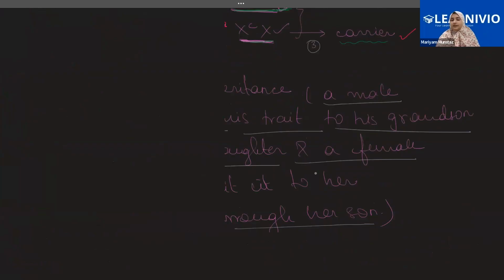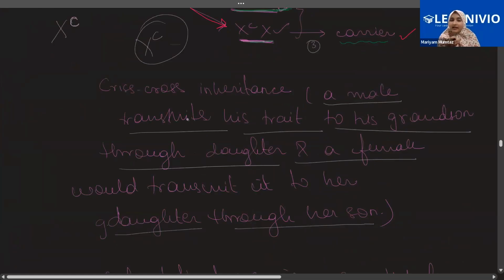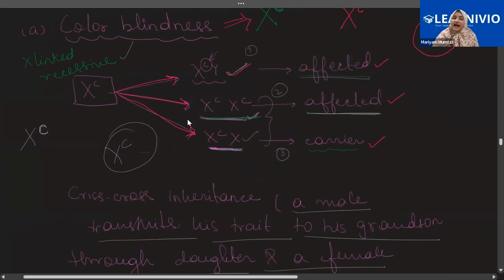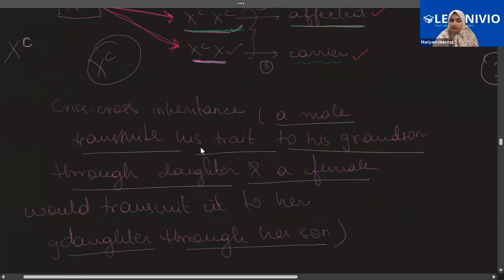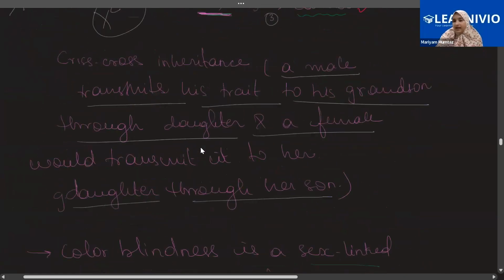All right. Now moving forward, when we talk about this disease, we see that because of the X chromosome, the gene gets inherited by the person, right? Now if you think about it, the male also gets this disease. X-linked recessive diseases have a criss-cross inheritance, meaning a male will be transmitting his trait to his grandson through the daughter, and a female would transmit it to her granddaughter through her son.